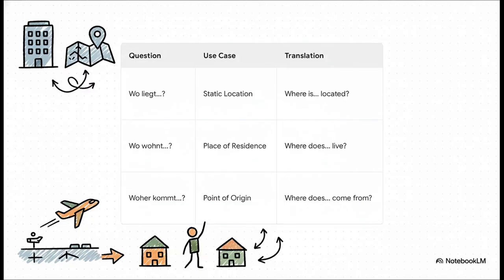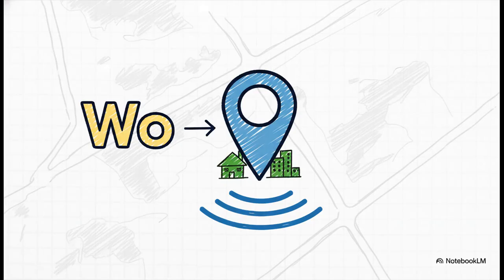And here it is, all laid out. Wo is for things that are static, fixed. They aren't going anywhere. Where is something located? Wo liegt Berlin? Where does someone live? Wo wohnt er? It has nothing to do with movement. But woher, that one always implies a starting point, an origin. Woher kommt er? Where does he come from? See the difference?